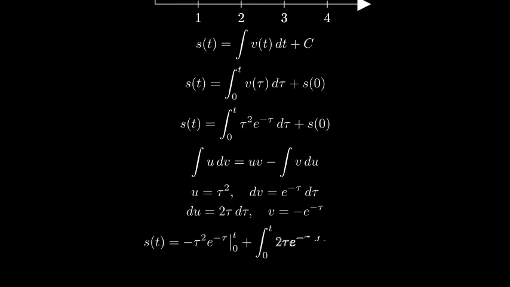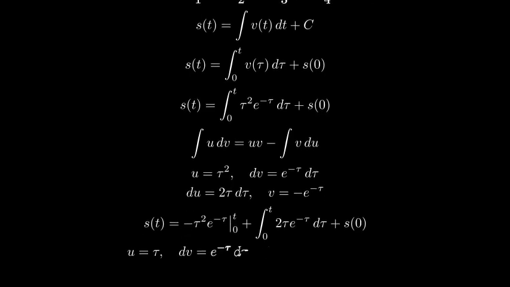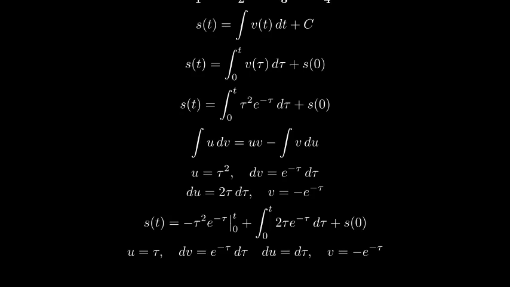Applying integration by parts, we get negative t squared, e to the negative t minus the integral from 0 to t of negative e to the negative tau times 2 tau d tau. The remaining integral needs integration by parts again. This time, let u equal tau and dv equal e to the negative tau d tau.